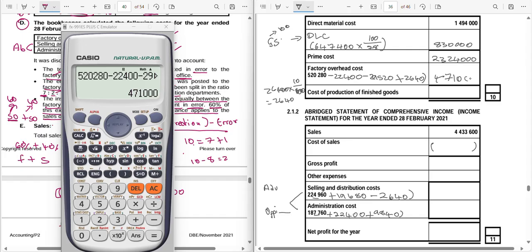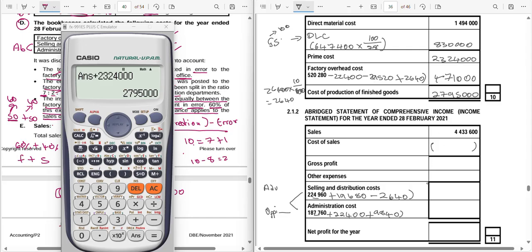471,000. So when we add this, we are going to add the prime cost with the factory overhead. We get cost of production of finished goods. So we say plus that amount of 2,324,000. We get this amount here, 2,795,000.